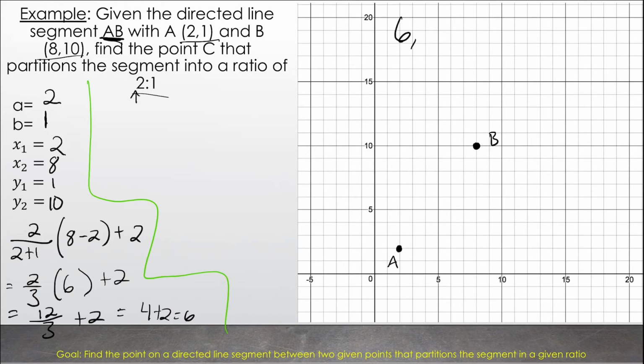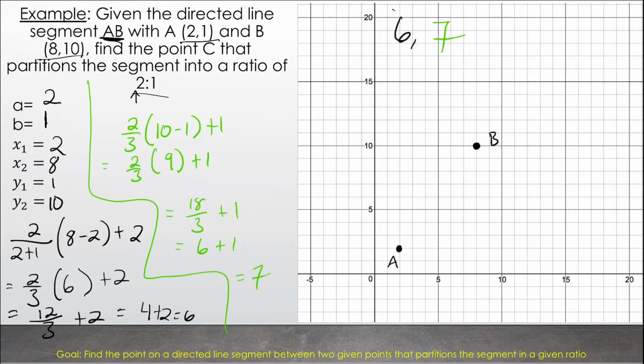Now we can do the y coordinate part. Okay, well, I know this A over A plus B is going to stay the same, so I'm going to just say 2/3. Now we have y sub 2 minus y sub 1, so I'm going to go 10 minus 1, and we add y sub 1 back in. So I get 2/3, 10 minus 1 is 9, plus 1. 2/3 times 9 is 18 thirds, which gives me 18 divided by 3 is 6. We get 7. Okay, so there's my coordinate point. We're going to put that point as 6, 7.